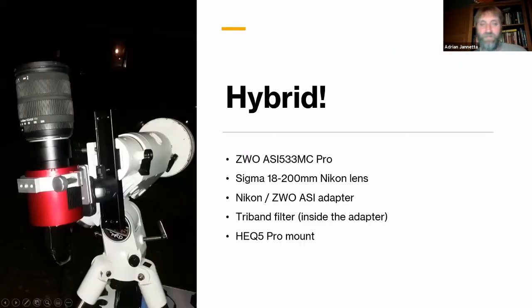This is my new toy, which I got to play with for the first time last night. It wasn't really clear, but this is a hybrid. I like to call it a hybrid. It's not a telescope. It's a camera lens stuck on my ASI 533 with a Nikon adapter. And inside the adapter is a tri-band filter. The tri-band filter just lets through light of hydrogen alpha, oxygen 3, and hydrogen beta as well. So there's a filter in there as well.